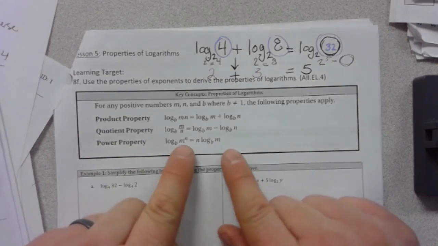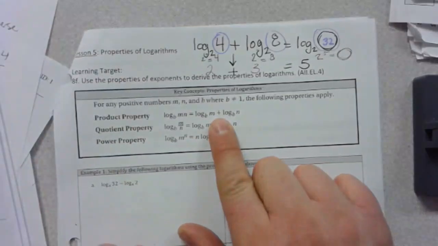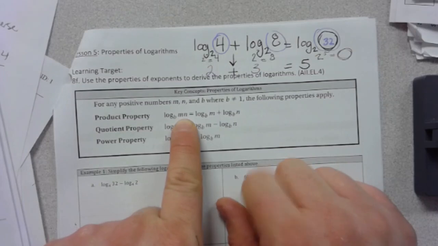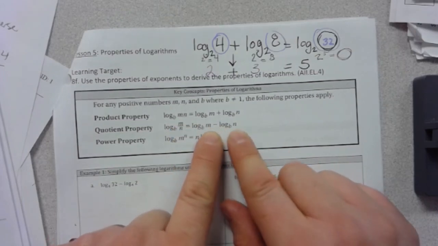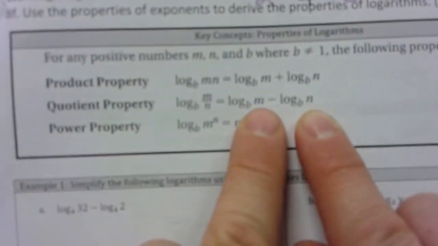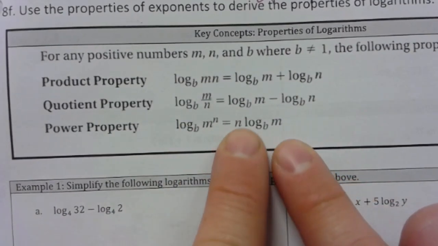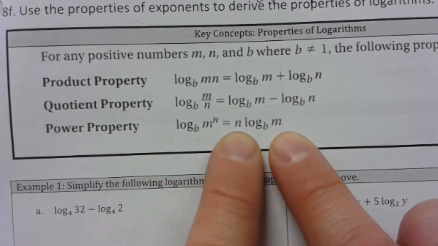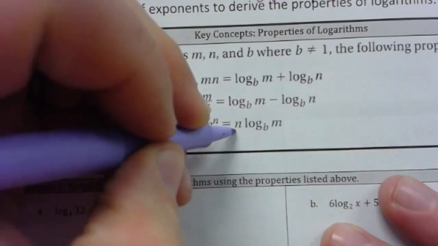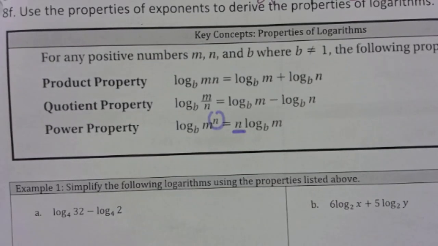If I see a plus sign, I'm going to take the two arguments and multiply them together. If I see a subtraction sign, I'm going to take the two arguments and divide them right here, right? This last one is called the power property. If I see a number connected by multiplication, it's really the exponent of the argument. Okay? Now these ideas will come into play a little bit later, right? But this is what we're taking a look at.